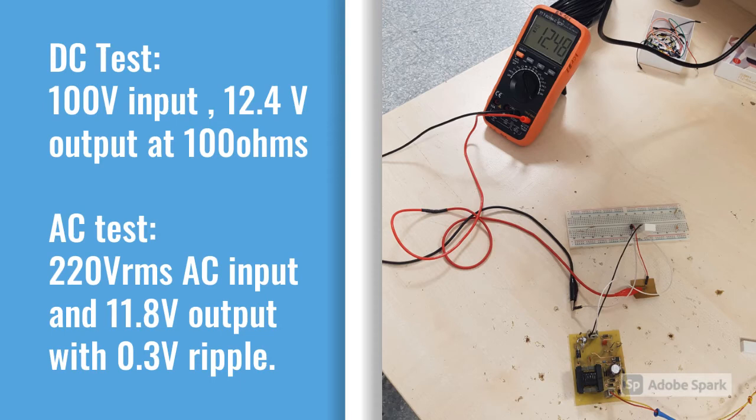The second test is the AC test. The AC test requires us to give 220 VRMS AC input, and we get 11.8 volt output with 0.3 volt ripple.